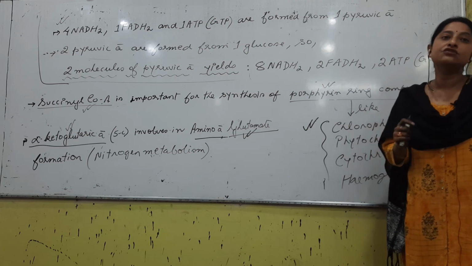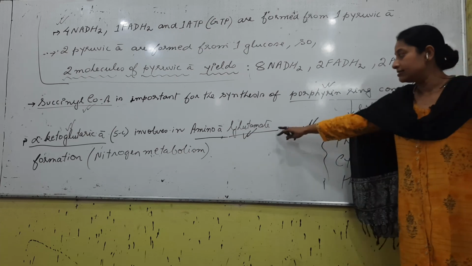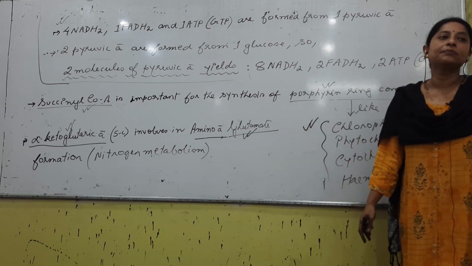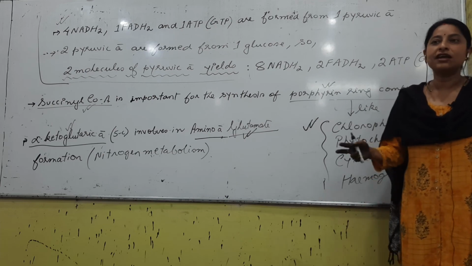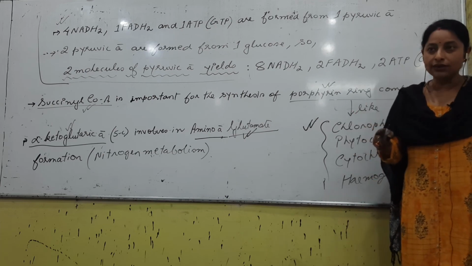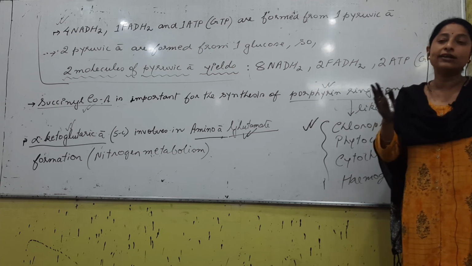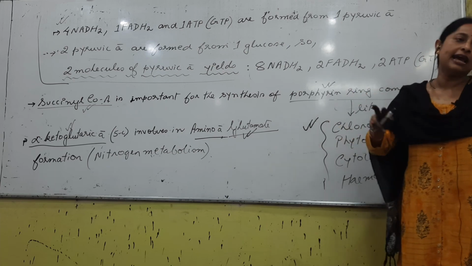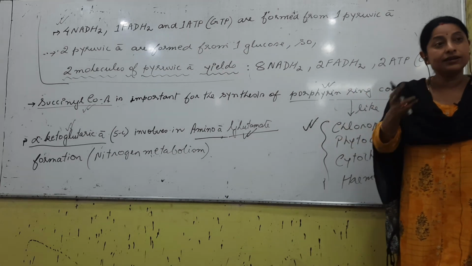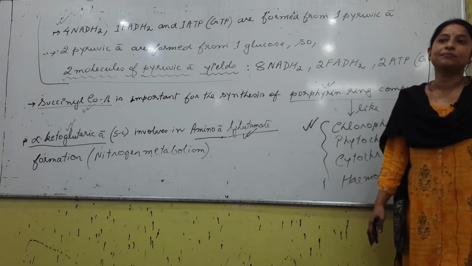What is the first amino acid formed inside the plant? It's glutamic acid or glutamate. So ultimately, the question is: nitrate will get converted to what? NO2 inside the plant cell. NO2 gets converted to ammonia. Ammonia plus alpha ketoglutaric acid combine together to form glutamic acid.